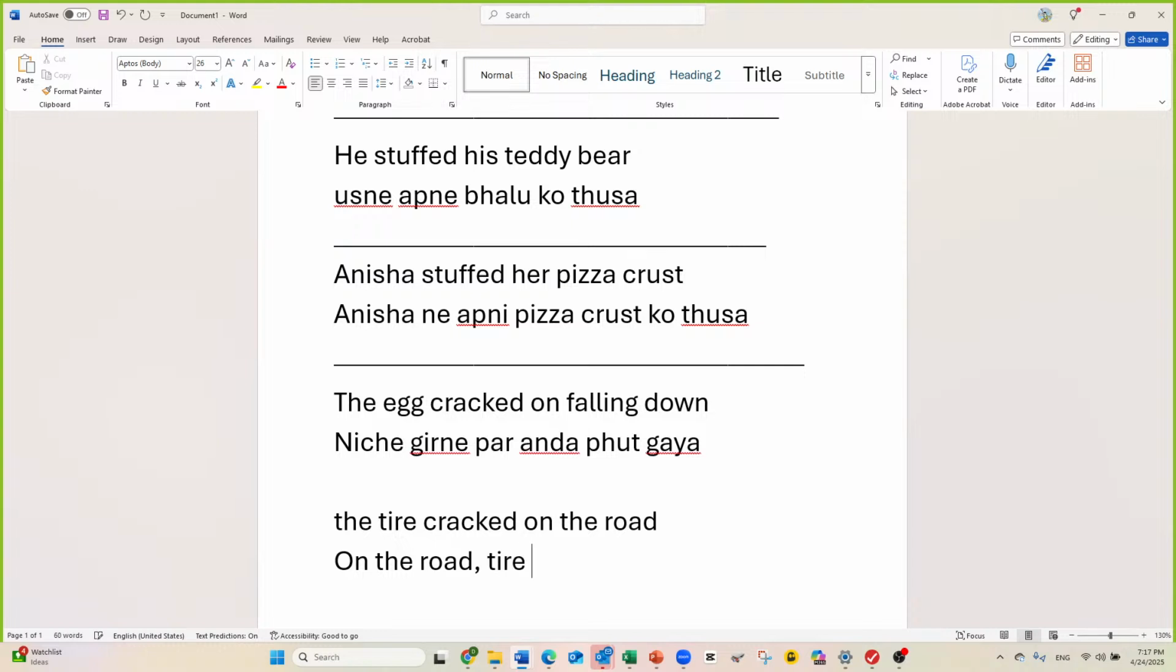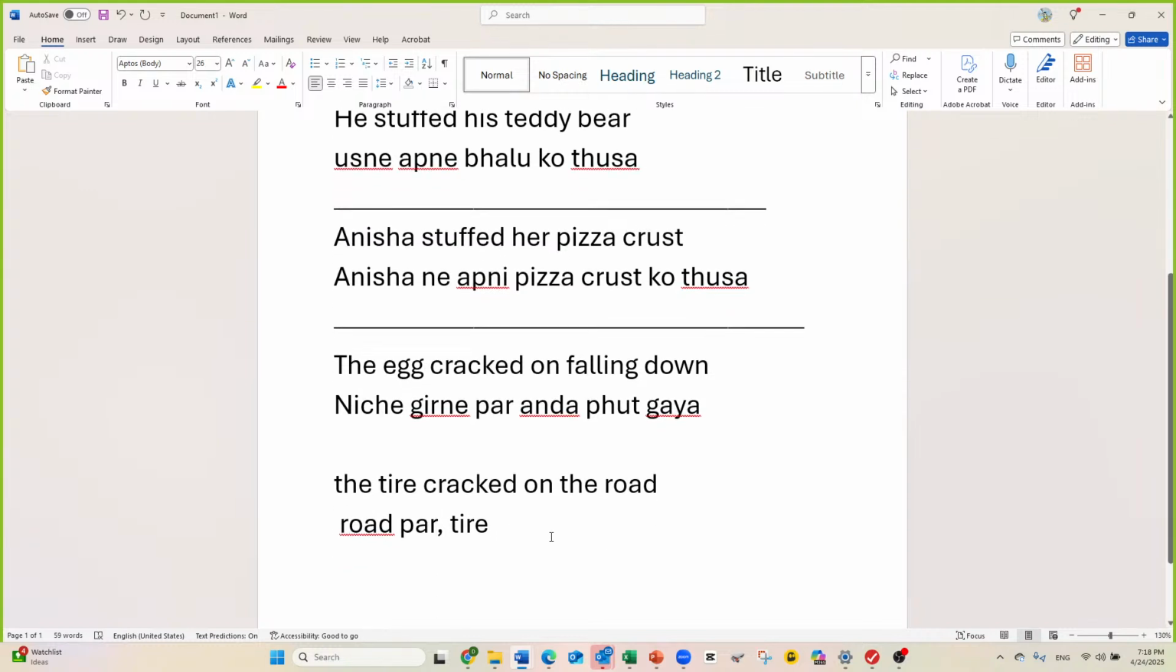Wait, what does per mean? On. Road per, tire, foot gaya. Yeah, foot gaya. That's it. Road per tire foot gaya. Got it? Yeah. This was a little odd sentence because I know you have not yet learned this part. Okay, chalo, let's go to the next one.